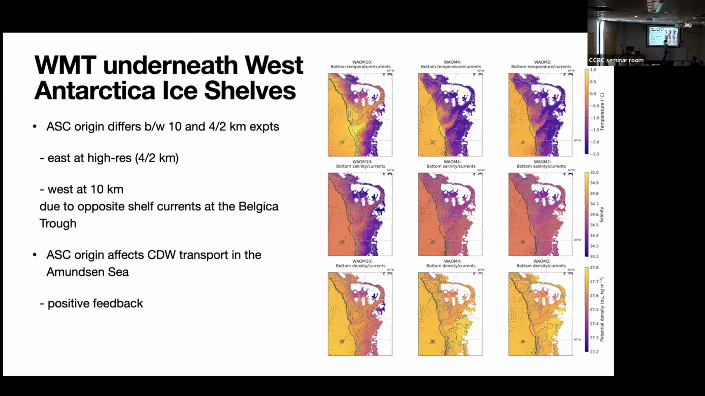And when it flows toward the shelf break, when it hits the shelf break, it actually initiates the slope current flowing westward. And because the slope current initiates further east in the high resolution model, it is stronger in the Amundsen Sea and helps to block further intrusion in the high resolution model. So there's some kind of positive feedback between the melting in the Bellingshausen Sea and circumpolar deep water intrusion in the Amundsen Sea.